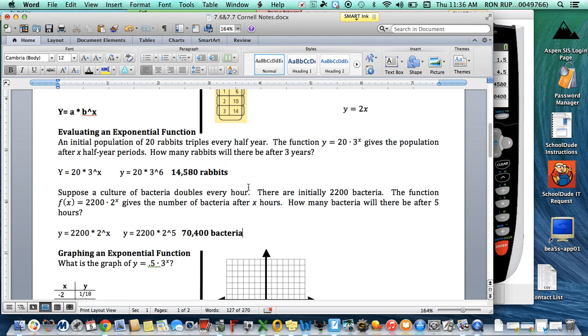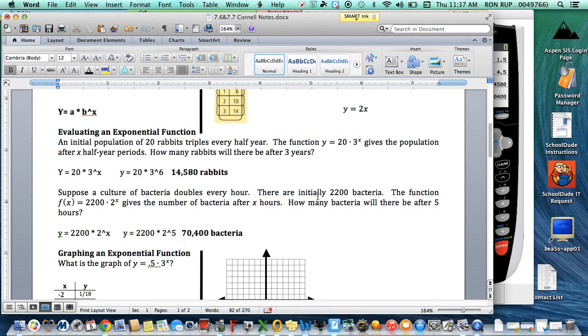It is one of the simpler kinds of problems. There are going to be a couple of these on your test where you're given the function. You can notice you're given the formula in both of these. You've just got to figure out what to plug in for x. The only tricky part is in wording like this: x amount of half-year periods. Well, there are 6 half-year periods in 3 years. You've got to keep that straight, or you could mess yourself up there.